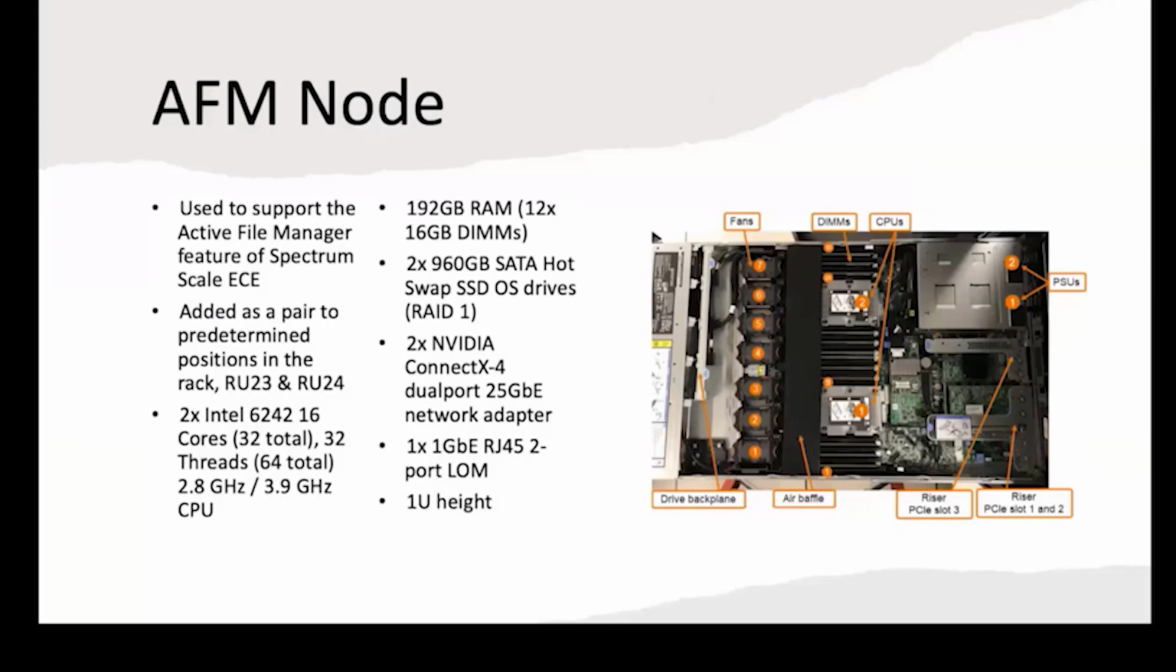The amount of RAM in the AFM nodes is a little bit less because they don't require as much. They have 192 gigabytes of RAM. The network connections are different on them as well. It has 2 of the ConnectX-4 25 gigabit network adapters.